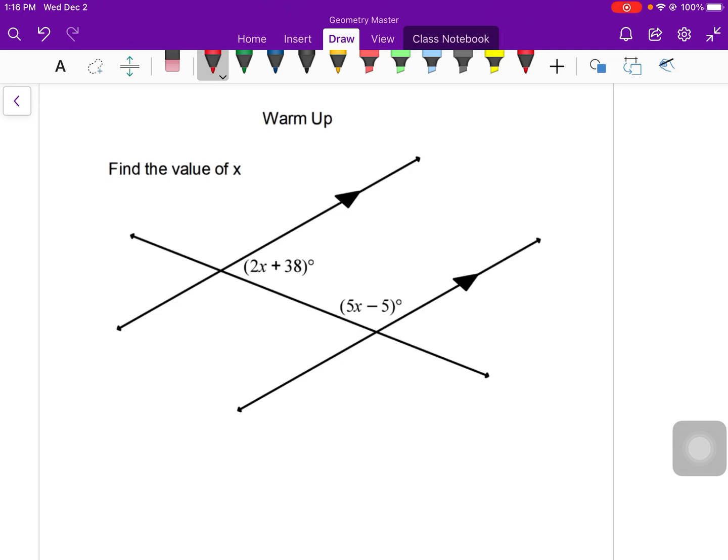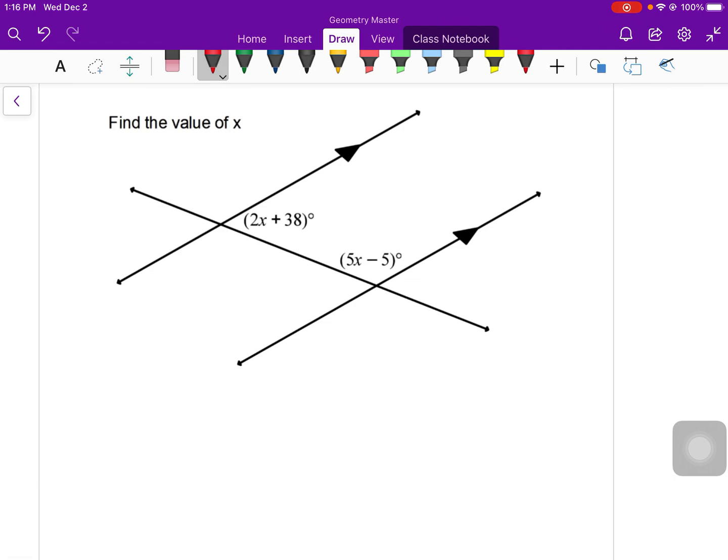Go ahead, pause the video and work out this warm-up problem, remembering all of our theorems about parallel lines cut by a transversal. So when you're done, unpause it and see how you did. So for this first one, we have parallel lines cut by a transversal, and we have same side interior. So they are not congruent, but they are supplementary.